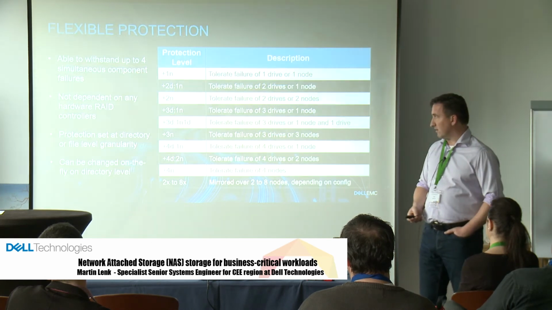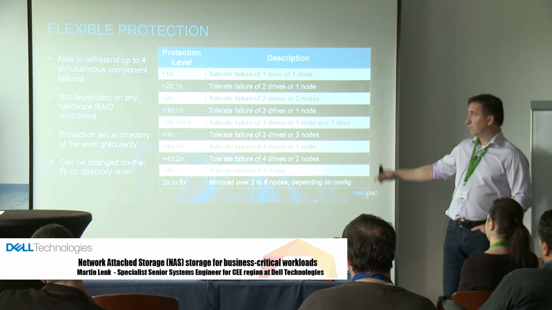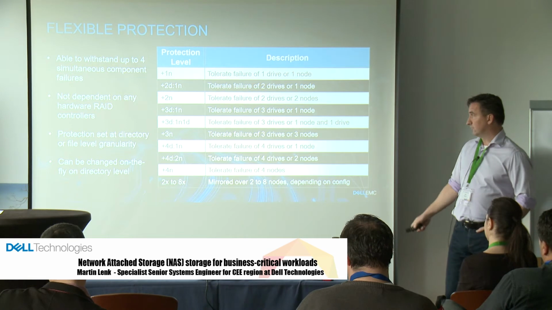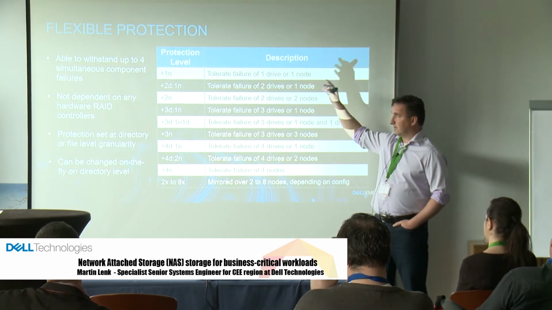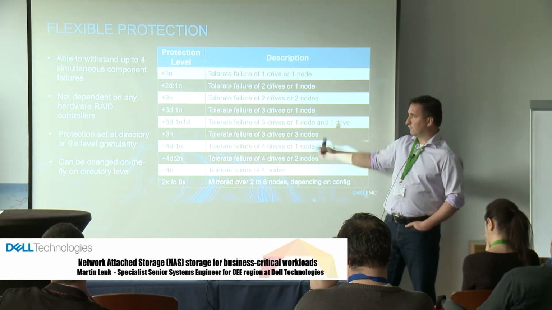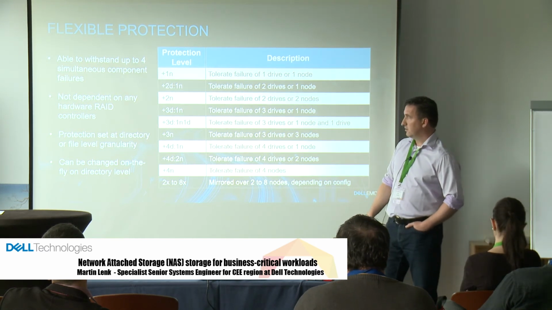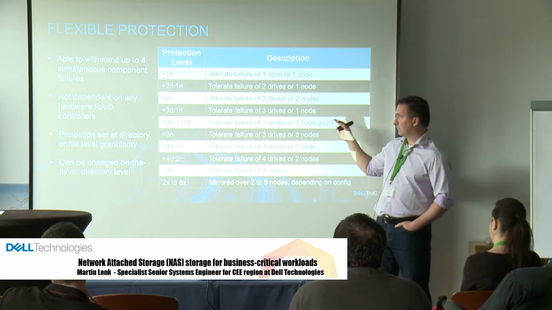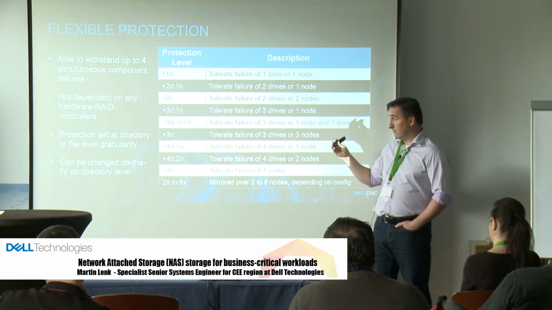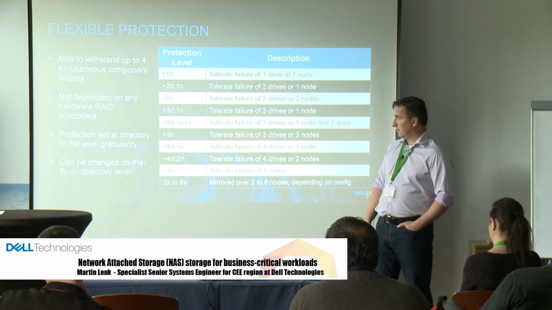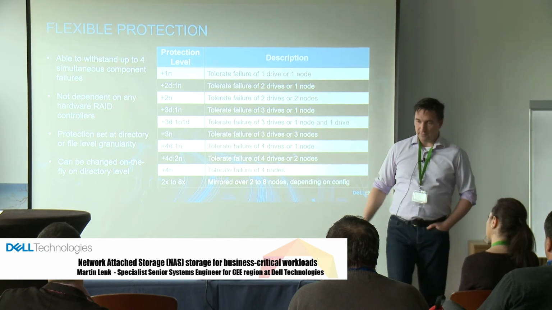With this software protection of the data, you can choose on the directory level of the file system how your data is protected. For example, the default level is like RAID 6, protection against failure of 2 drives or one node. If you have some concern, for example with big drives like 10 terabyte drives, you can protect against failure of 3 drives and 1 node, or even 1 node and one disk in another node. You can combine it based on your requirements.